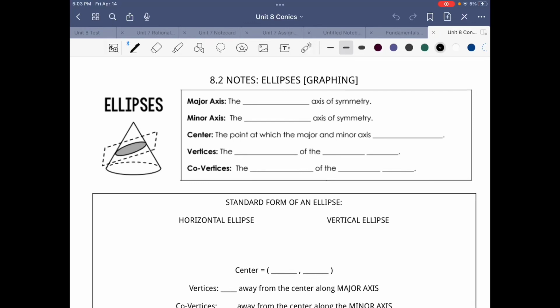Welcome to the 8.2 notes. First things first, make sure you have this piece of paper in front of you. Before we get into the specifics of an ellipse, which is today's lesson, we are going to watch a quick video about what exactly an ellipse is.